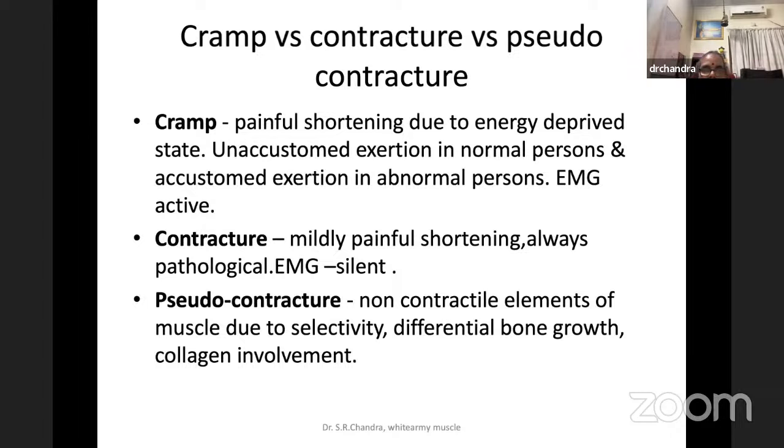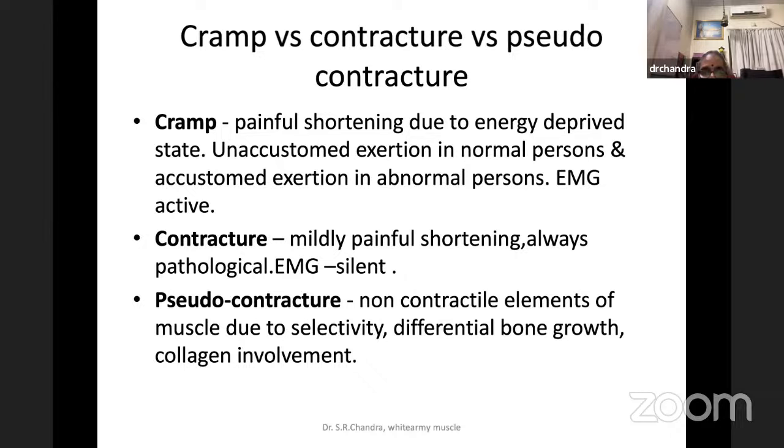A contracture is a mildly painful shortening, always pathological, and EMG silent. This is seen in myophosphorylase deficiency and such metabolic disorders, where there is mildly painful shortening of the muscle, and when you put the EMG needle, it is silent. And pseudocontracture is shortening due to involvement of non-contractile elements of the muscle due to selectivity, differential bone growth, and collagen involvement.